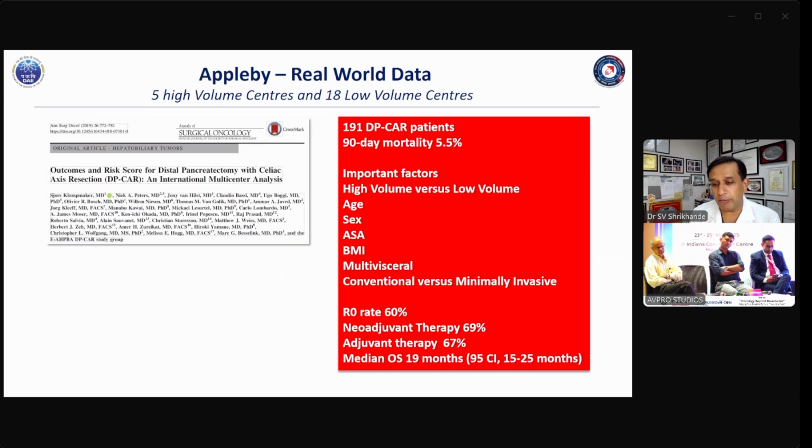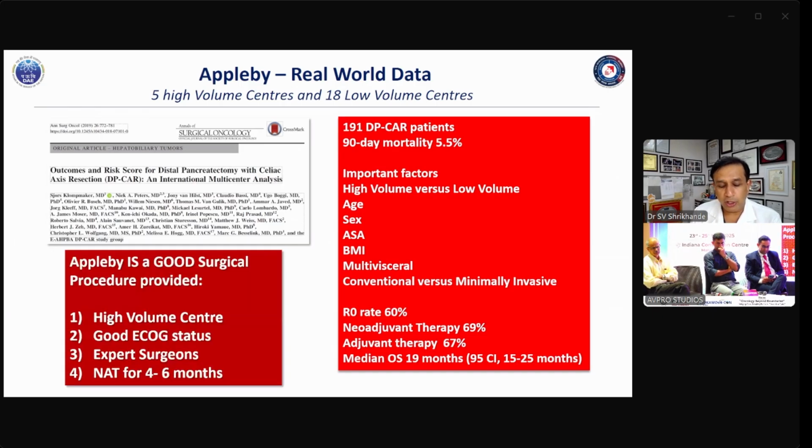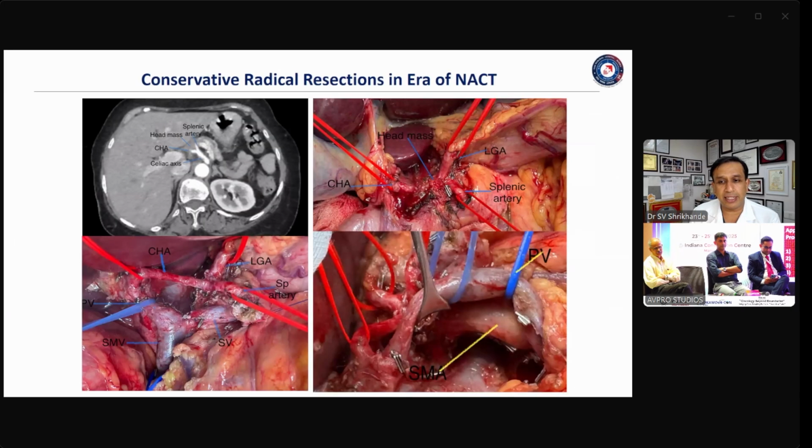Even the adjuvant treatment rate is 60%. Surgeons should strive for this kind of an operation to have an adjuvant chemotherapy rate of 80% or so, and you get 19 months overall survival. So it's a good surgical procedure, but choose your patients, choose your surgeons, and give a minimum of 4 to 6 months of neoadjuvant treatment before you offer them celiac axis resection.